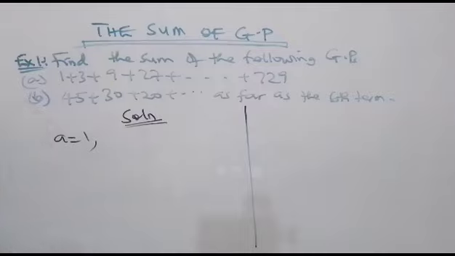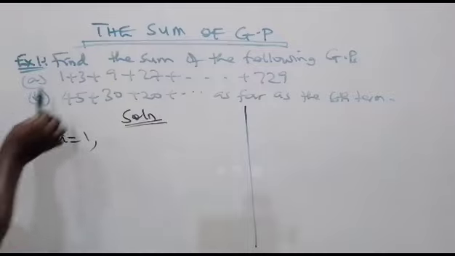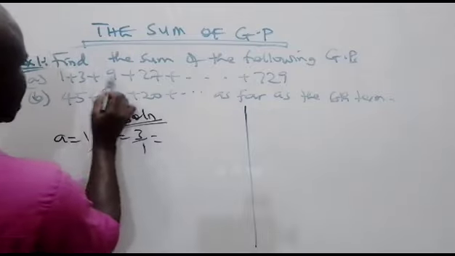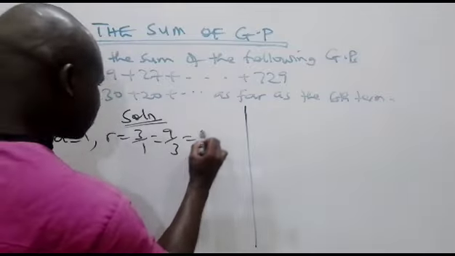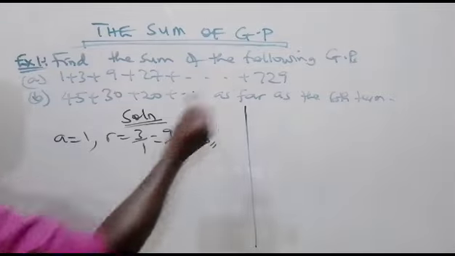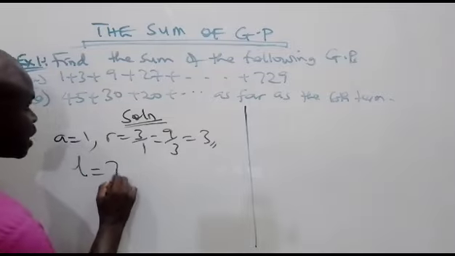If you look at it very well, what will be the common ratio? Look at the first and second terms. R can be equal to 3 divided by 1, or it can be equal to 9 divided by 3, and it's equal to 3. So we know the common ratio. How do we now get the number of terms in that sequence? Of course, we know the last term. The last term of that sequence is 729.